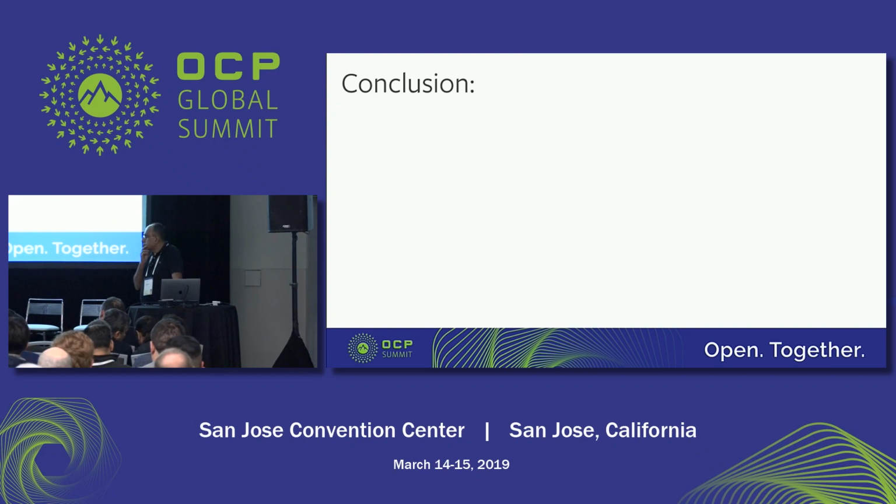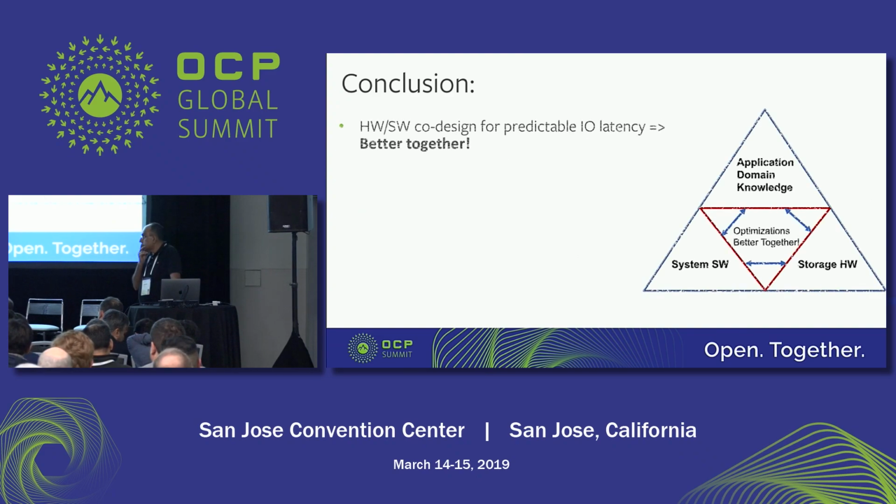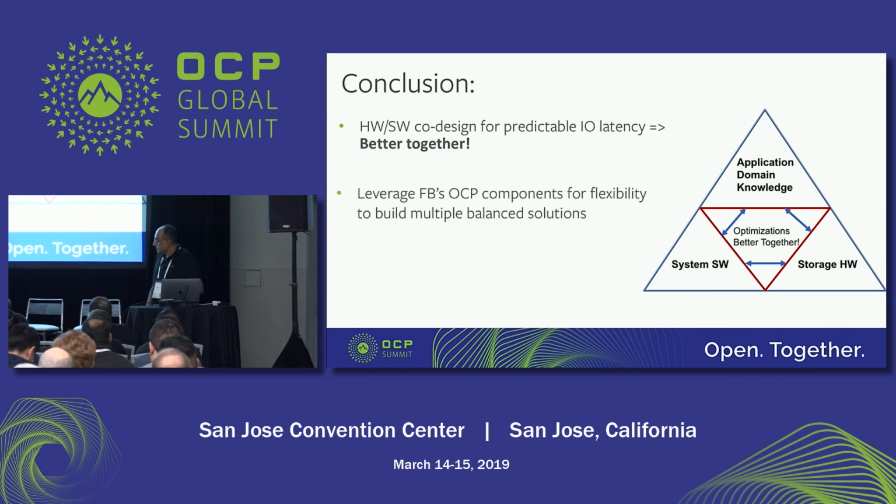So then in summary, we would like to leave you with 3 points. The first one is we strongly believe that this problem of predictable I/O latency is amenable to a hardware-software co-design approach, and by working together towards a holistic solution, we will be better together. The next one is what Vijayan pointed out, to use the flexibility that the OCP hardware provides to build multiple balanced solutions, whether it's for efficiency or for good latency or for resource sharing. And then last but not the least is, please don't work in isolation. Let's look at customizing the storage architectures for the applications where they're going to be used.